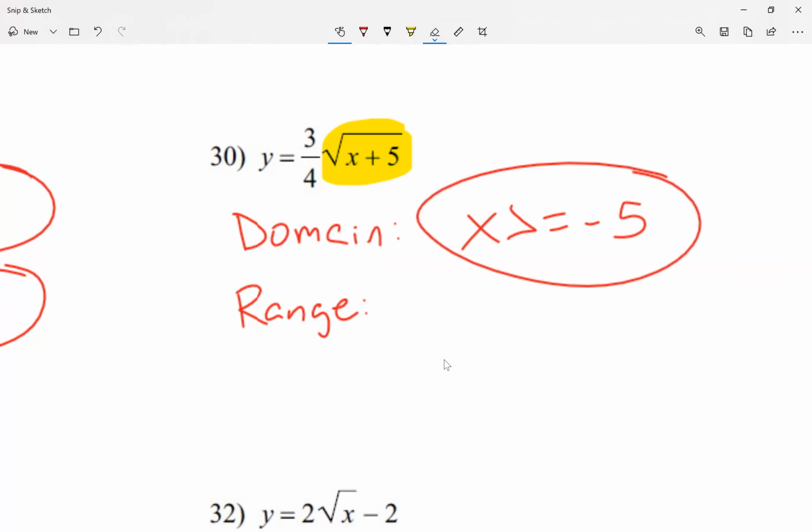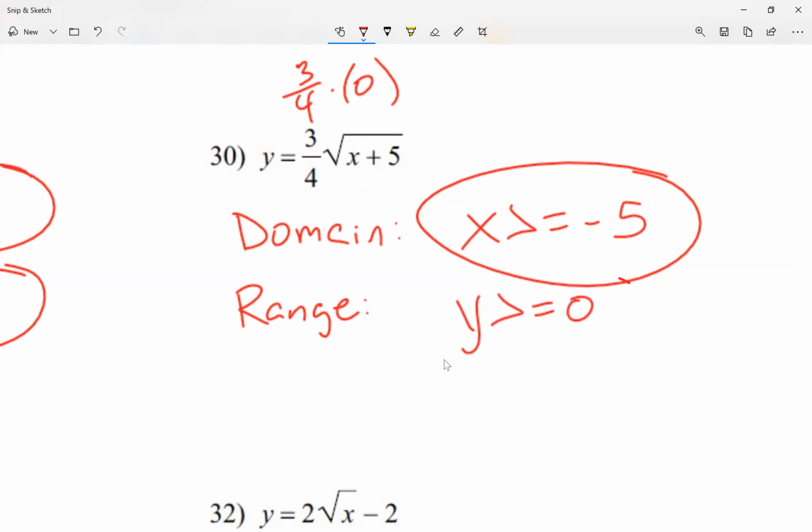Now let's take a look at y. For me to find my smallest y value, I'm going to have 3/4 times 0, because the smallest value for my square root is 0. So 3/4 times 0 is 0. So y is greater or equal to 0.